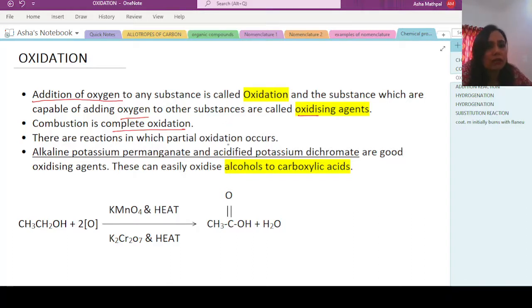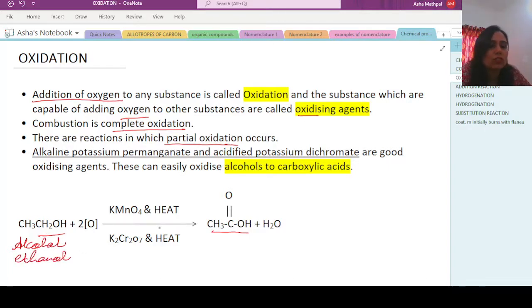Okay, there are certain reactions in which there is an incomplete or partial oxidation. Now in the case of carbon and its compounds, we see that they easily get oxidized and change to an acid. So this is an alcohol. Okay, its name is ethanol.